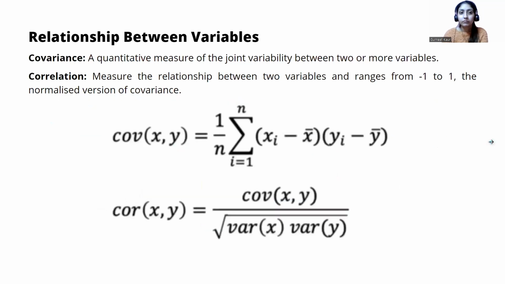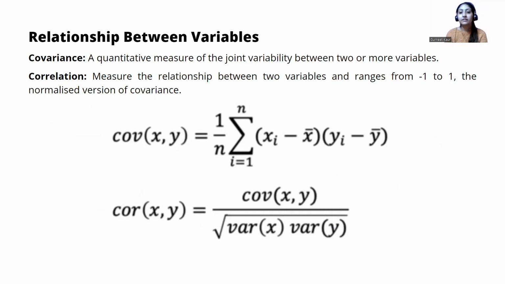Then coming to the relationship between variables. We have covariance and we have correlation. The difference between the two is that covariance tells us how the two variables differ from each other, whereas correlation tells us how two or more variables are related to each other, right? So first let's understand what covariance is.